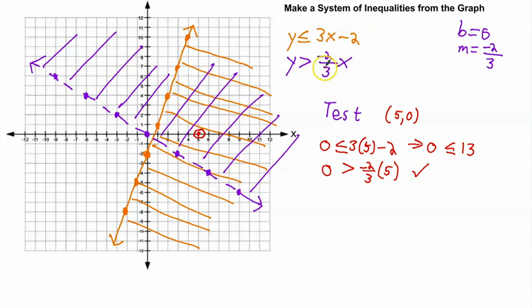That's it. So when going backwards and coming up with a system of linear inequalities, just go one inequality at a time, just like you did when you were going forwards and graphing them.